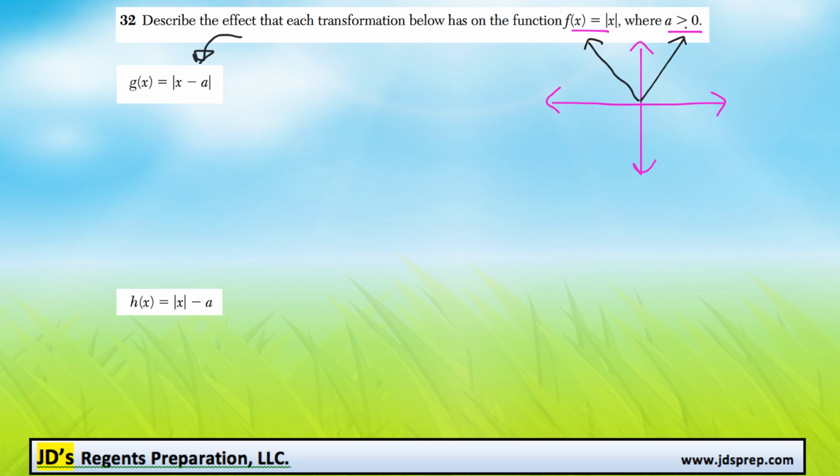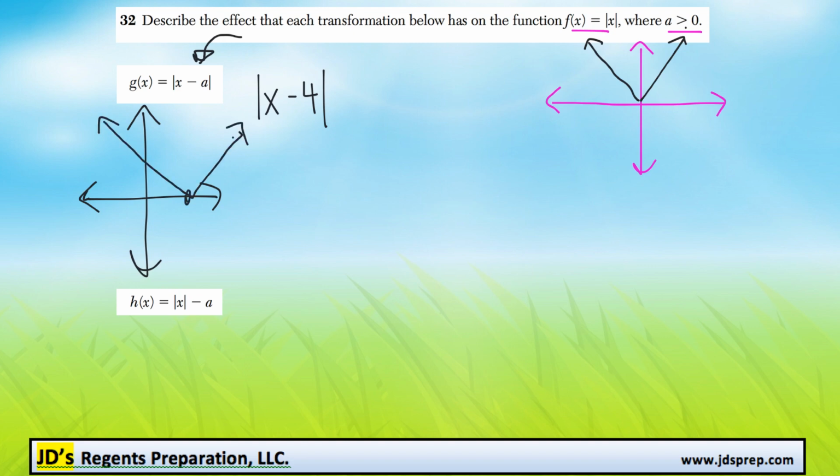And by the way, if you didn't know this rule, you could just use your graphing calculator and do an example. Let's pretend you had to graph the absolute value of x minus 4, for example. You'll notice that when you graph that, it will shift 4 units to the right. So this point here would be 4, 0.